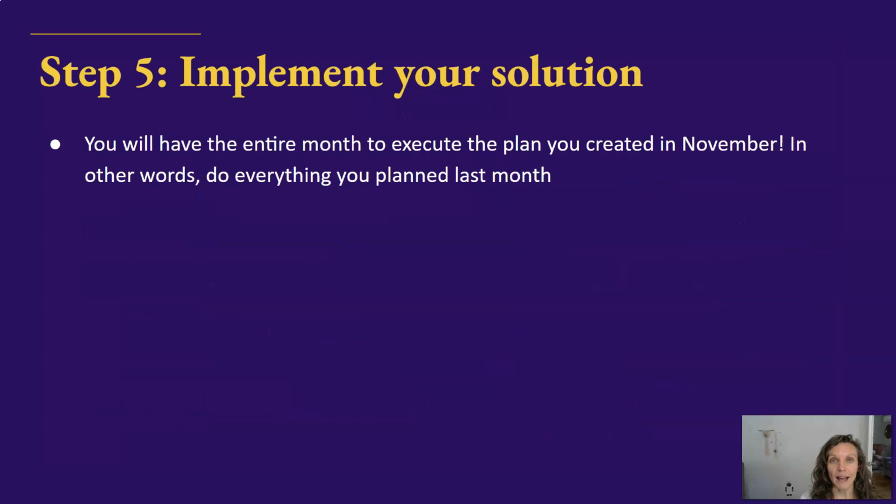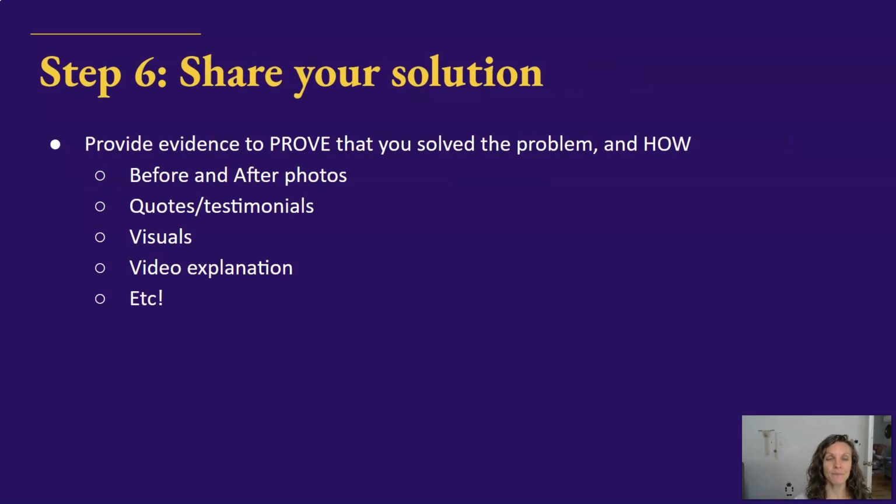So picking up where we left off, step 5 is to implement your solution. So you have this entire month to do everything that you plan to do in November. So in other words, everything that you planned last month, this month you're going to do it.